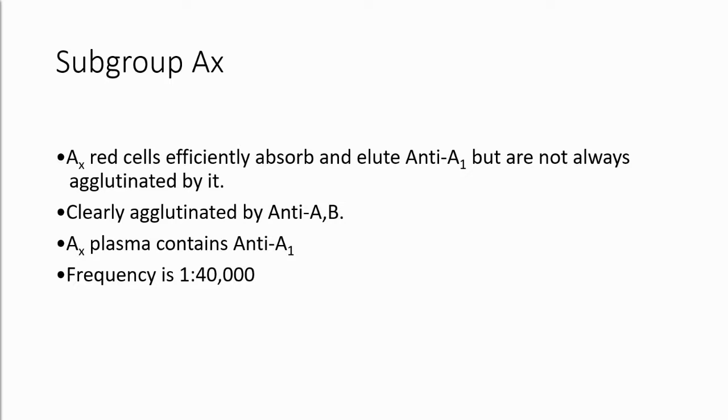AX is also agglutinated by anti-AB, which is a bigger multivalent antibody. AX plasma contains anti-A1, which can be used to determine the subgroup of A. The frequency of AX is quite low, at 1 in 40,000.